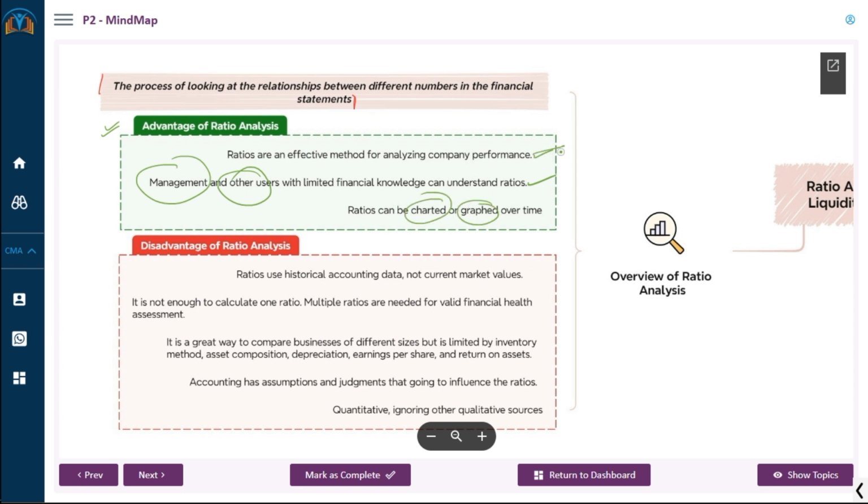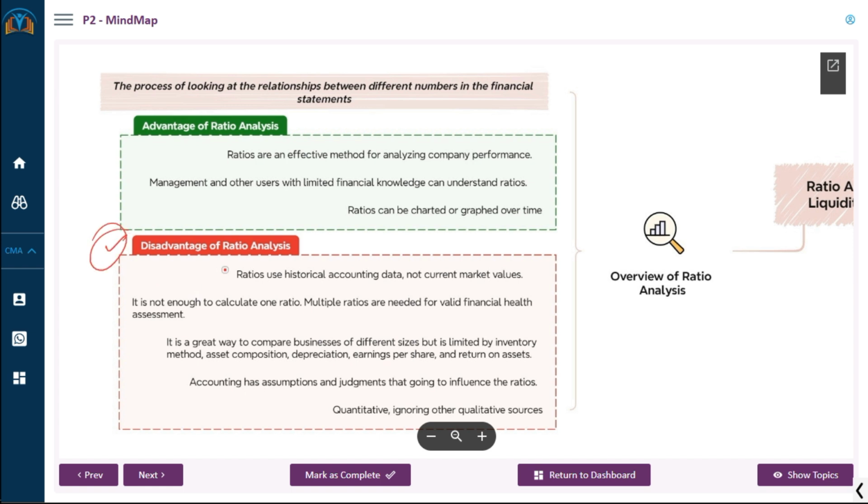So these are some of the advantages of ratio analysis, because now we are moving into the direction of ratios. That's why first of all we have to understand what is ratio analysis. So apart from this, we have certain disadvantages of ratio analysis.